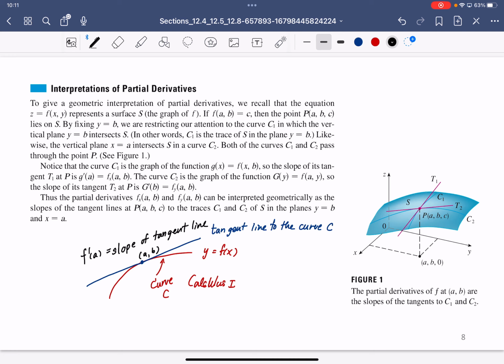But now in calculus 2, you have a function of two variables. So what does it mean by partial derivative? The idea is gonna be the same. We're just trying to look at the slope of the tangent line, but what line is it for the two-dimensional function?